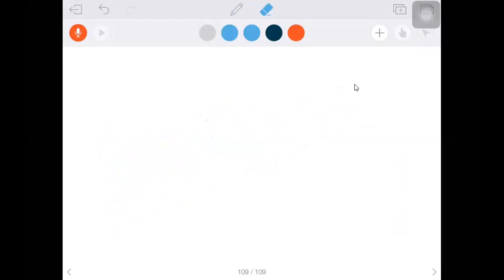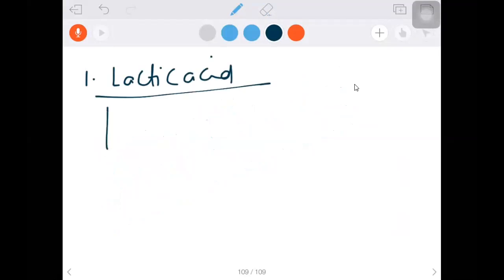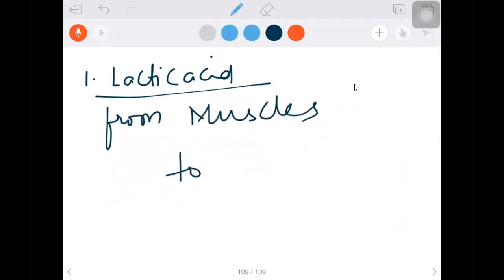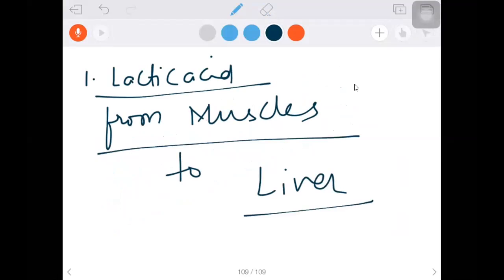So what you need to do, step one, we need to bring this particular lactic acid from muscles to liver. So you need to use those particular transport vehicles. Now I'm saying, I'm not writing. From muscles, you just practice this. From muscles to liver, lactic acid from muscles to liver.